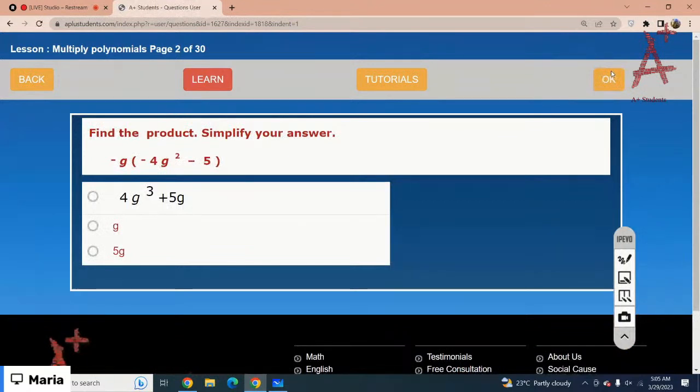Okay, negative g times negative 4g square minus 5. Got it? So when you multiply negative g and negative 4g square, both of them are negative. So negative and negative is positive, and it has the coefficient 1, so 4 times 1 is 4, and g square makes g cube, so it would be 4g cube. Got it? And when you multiply negative g with negative 5, negative and negative is positive, and it makes 5g. So the correct option is 4g cube plus 5g. Option number 1 is the correct option.